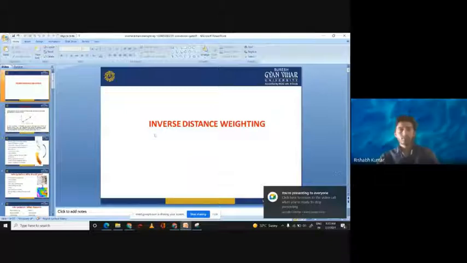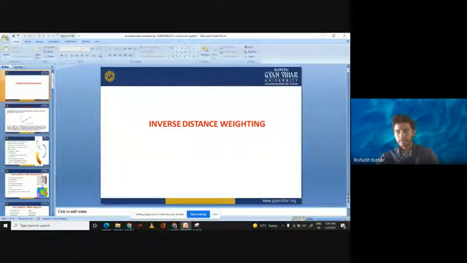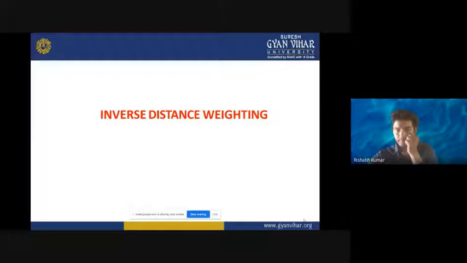Okay, so today in our discussion, we are going to discuss the inverse distance weighting method.